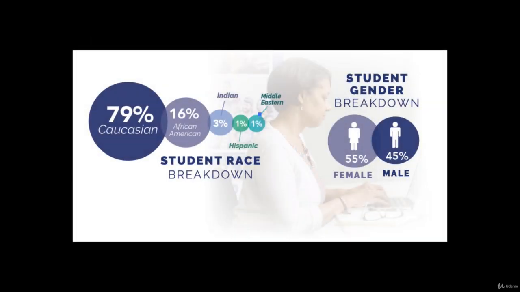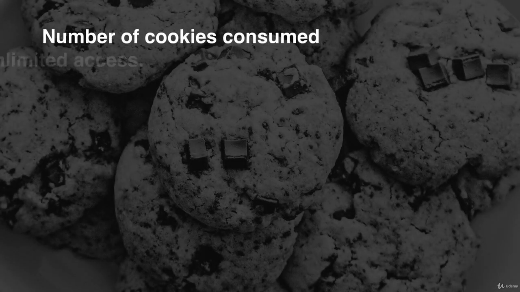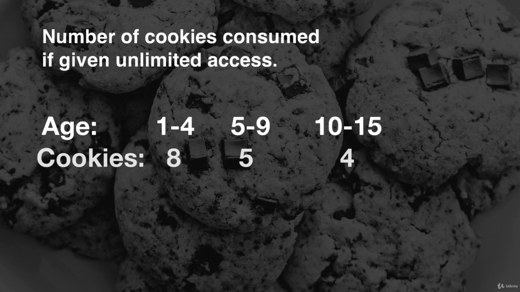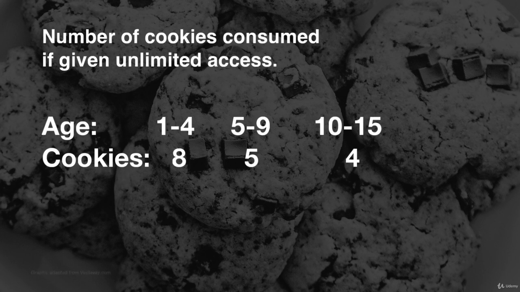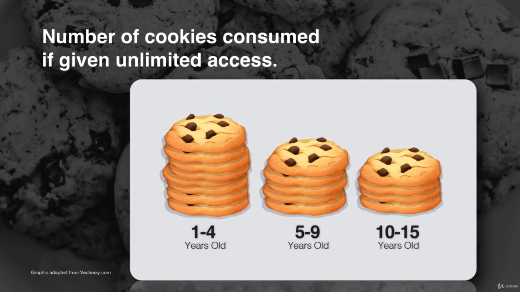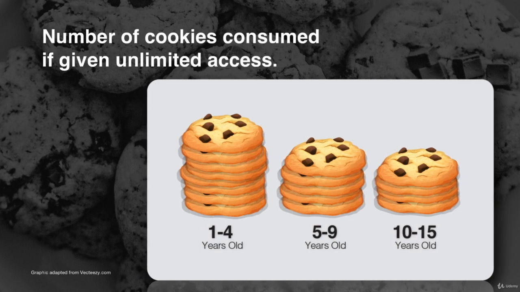Let's do one more example data set. This one involves the numbers of cookies consumed if given unlimited access. And so this is broken down by age and how many cookies they consume based on their age. We can make this more visually compelling by using icons to communicate our dataset. We can build this using a stack of cookies and each stack moving higher or lower relative to each other, just like our Venn diagram example prior.